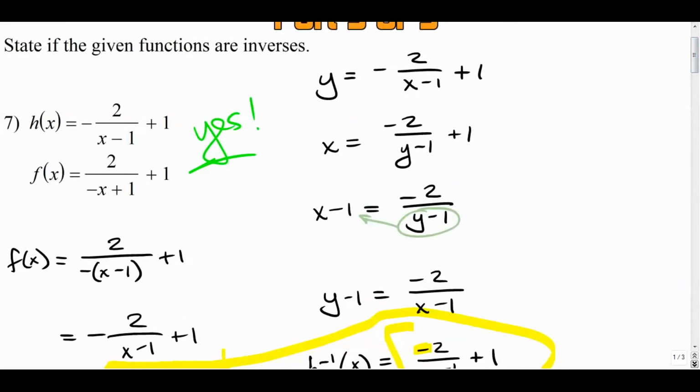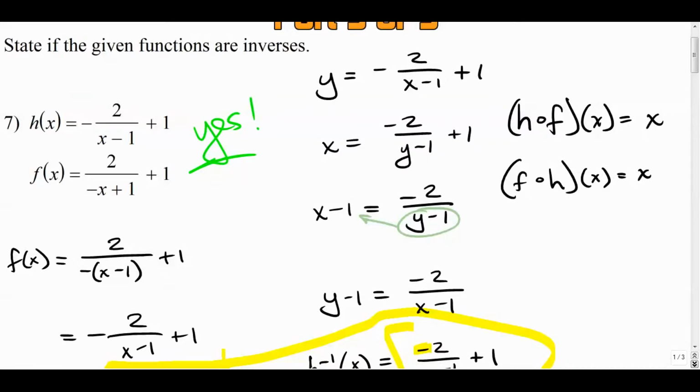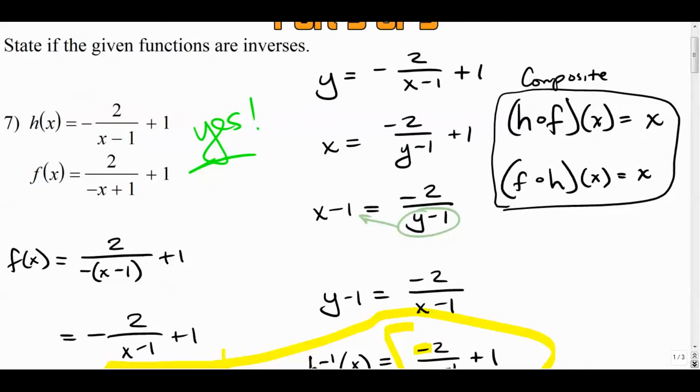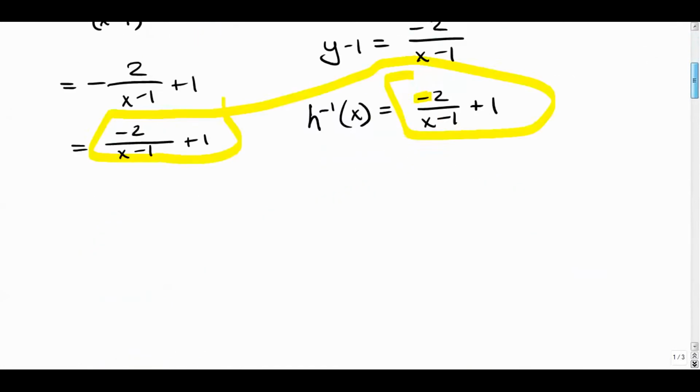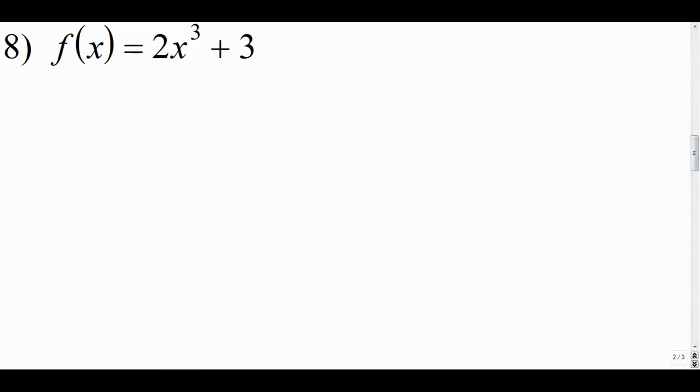Another way to do that would be to compose h with f. If you compose h with f, you should get x. Similarly, if you compose in the other order, you should get x as well. And if you're looking for some more clarity on that, you can watch my composite functions video, or I do a lot of composite checking in parts 1 and 2 of this series, so check those out. Moving on. What is the inverse of this thing?